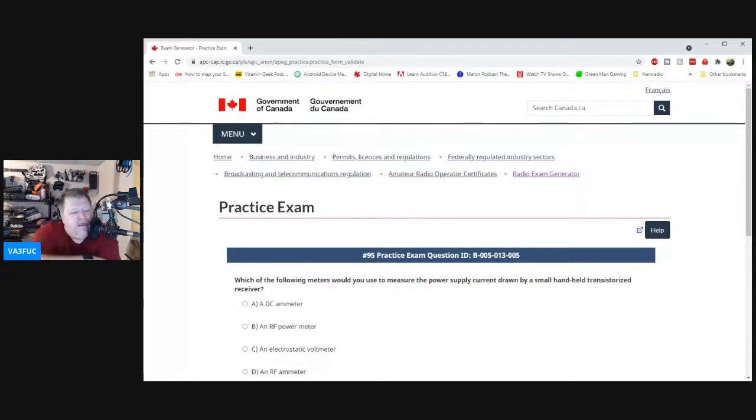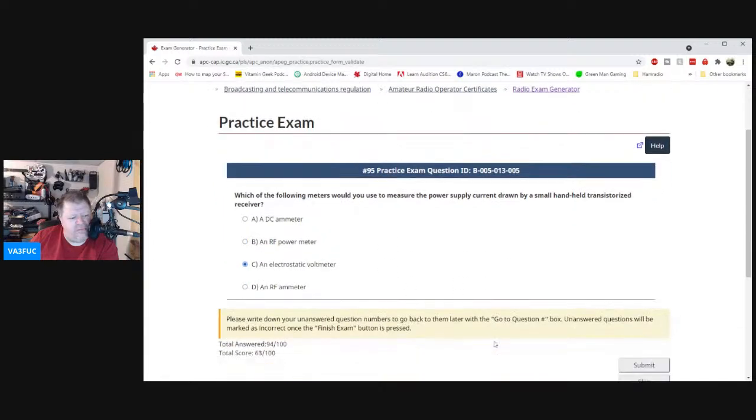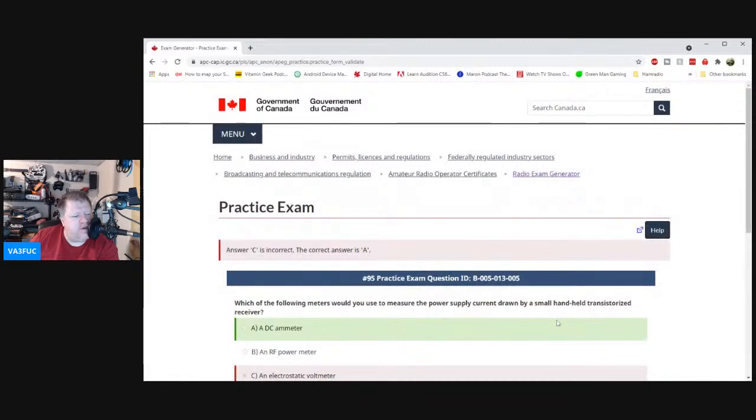So anyways, which of the following meters would be used to measure the power supply current draw by a small handheld transceiver? A DC ammeter, an RF power meter, an electric voltmeter, or an RF ammeter? Well, if we're measuring the current draw, we can use an RF power meter, I would think. No, electric voltmeter, if I remember correctly. Nope, DC.